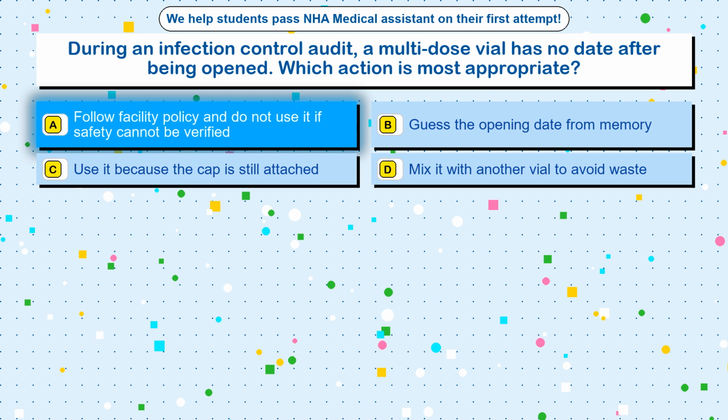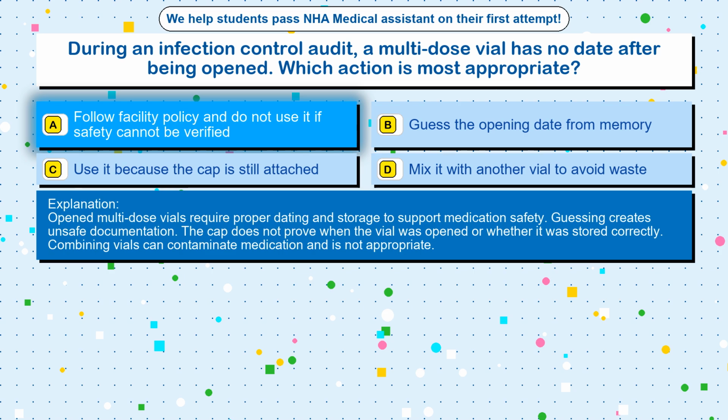The correct answer is option A, follow facility policy and do not use it if safety cannot be verified. Opened multi-dose vials require proper dating and storage to support medication safety. Guessing creates unsafe documentation. The cap does not prove when the vial was opened or whether it was stored correctly. Combining vials can contaminate medication and is not appropriate.